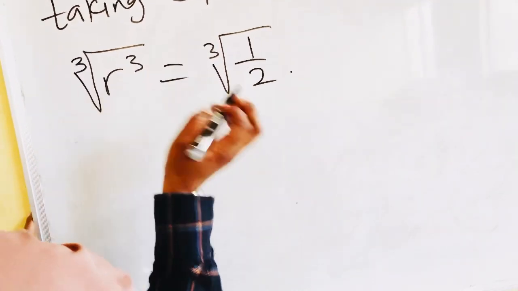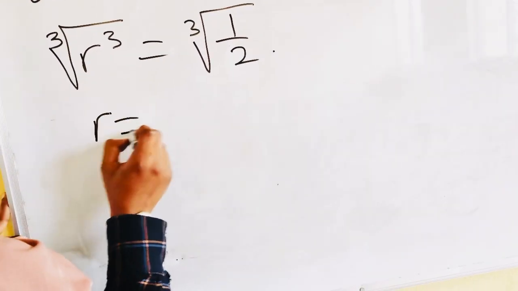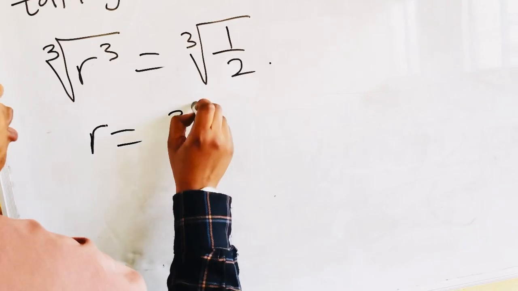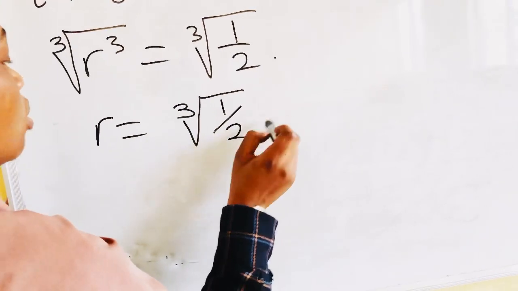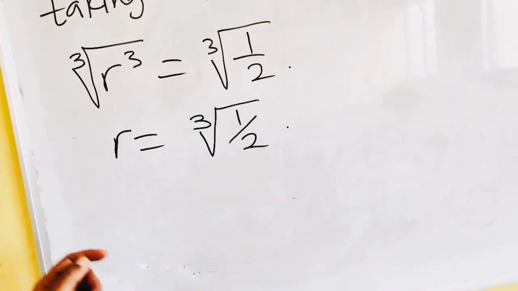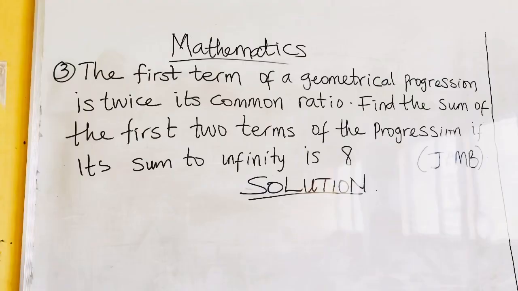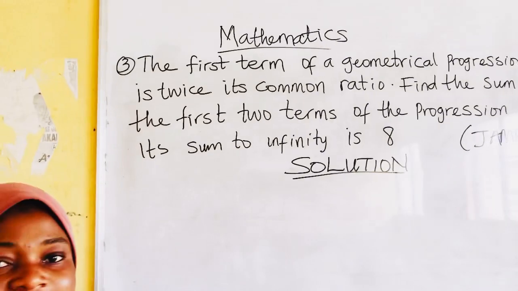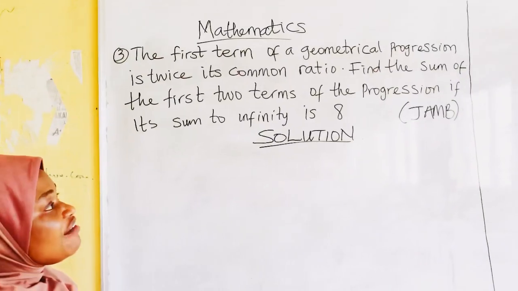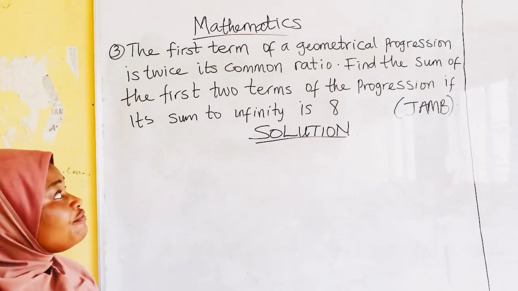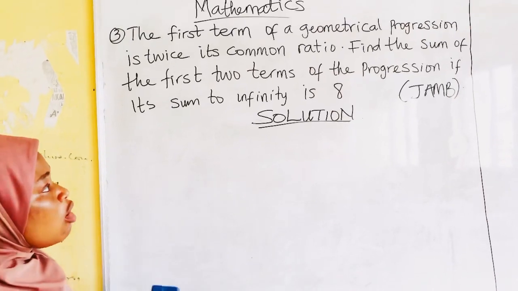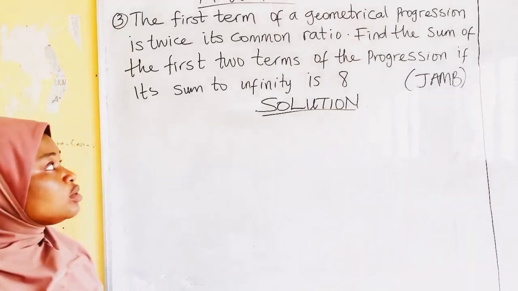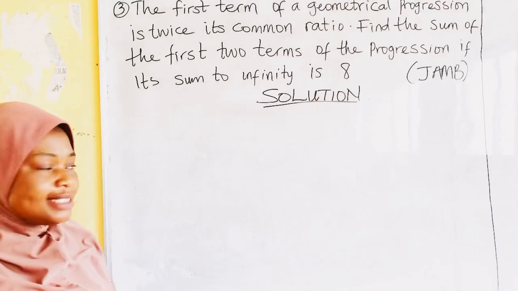So cube root of r cubed is equal to r, which is equal to the cube root of 1 over 2. So that is the common ratio. The first term of a geometrical progression is twice its common ratio. Find the sum of the first two terms of the progression if the sum to infinity is 8.